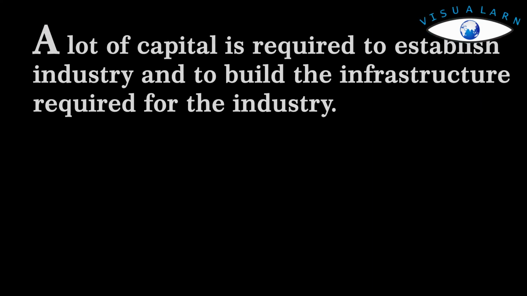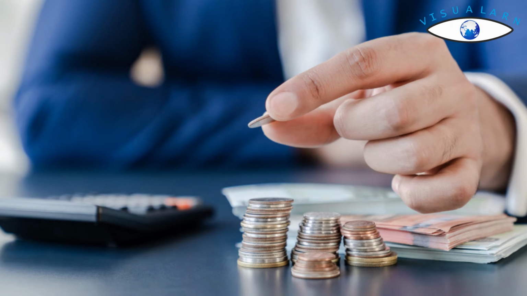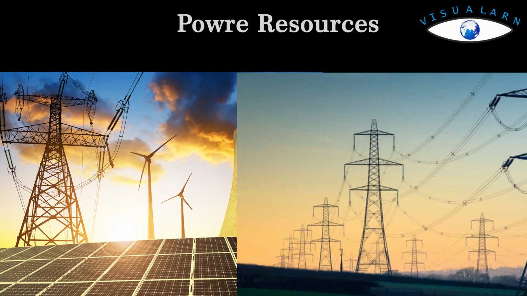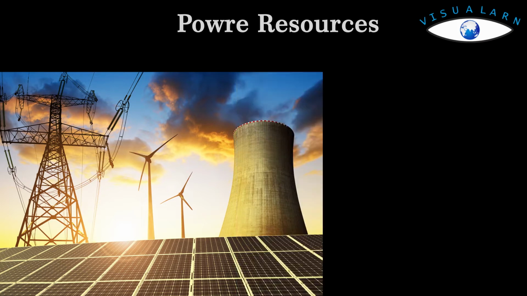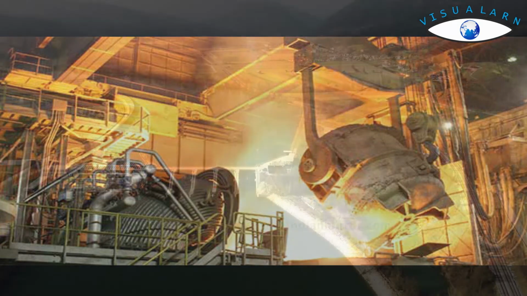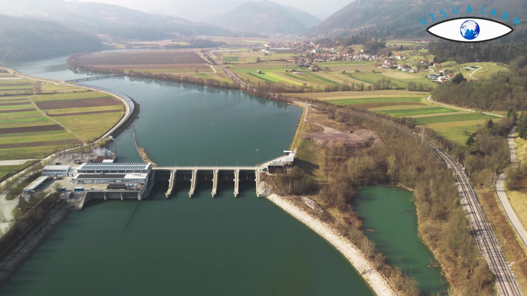A lot of capital is required to establish industry and to build the infrastructure required for the industry. The importance of electricity in the industrial establishment is extreme. Aluminium extraction from bauxite requires a lot of electricity. So it is seen that an aluminium industrial center is being set up near affordable hydroelectric power plants.